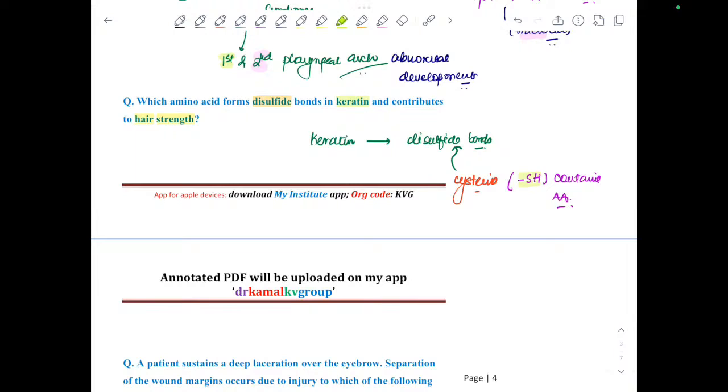And the more the disulfide bonds, the stronger the hairs will be, and the hairs will be more curly as well. Okay, so that's very important. So more disulfide bonds, more strength, and more curliness of the hair. So that's keratin, very important from hair point of view.